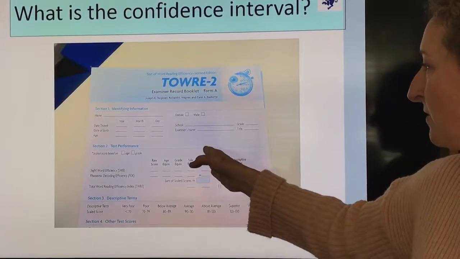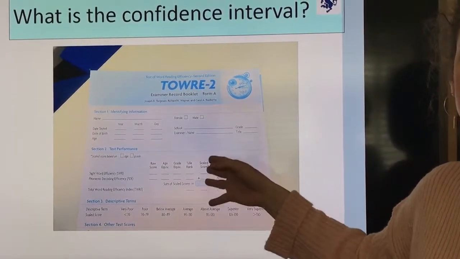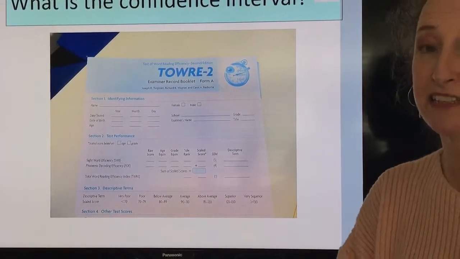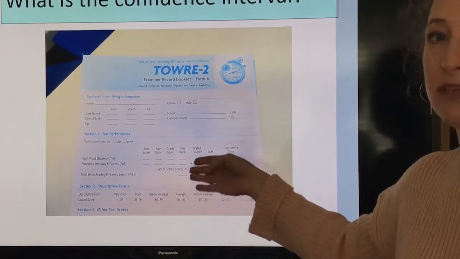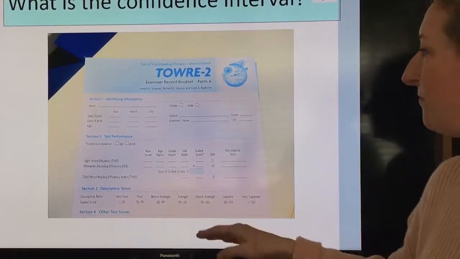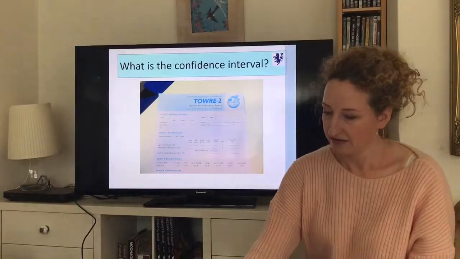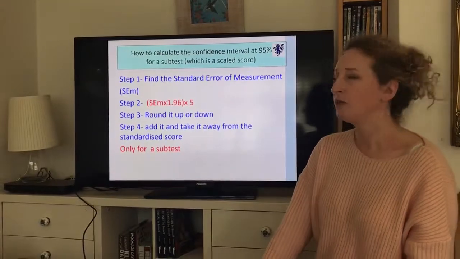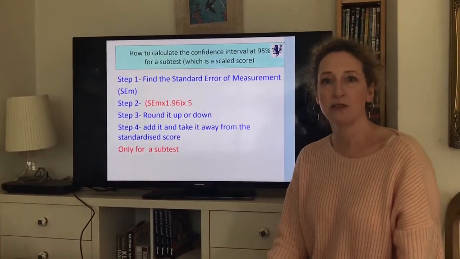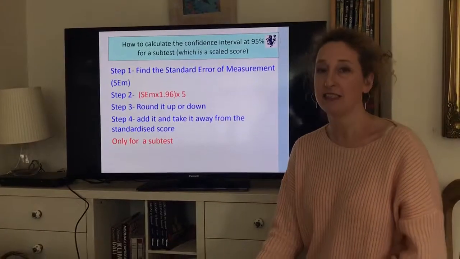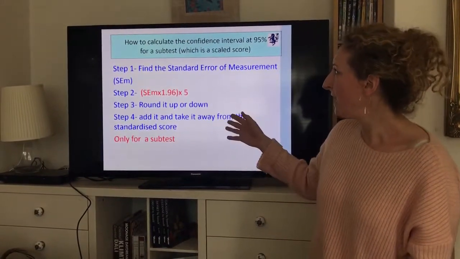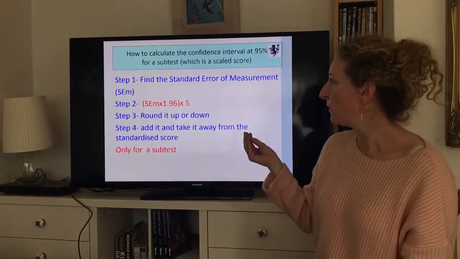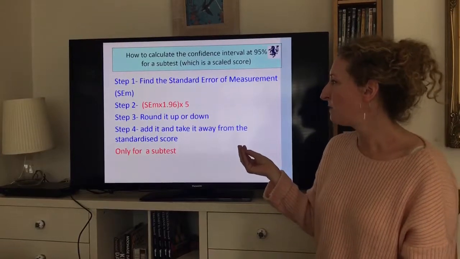You'll know it's standardised because those scores are going to be quite high, at 60s, 70s, 80s, 90s and above. If they were like 8 or 11, I know they're scaled. So if for some reason you do want to put a confidence interval on a subtest and a scaled score, we've got the same again, where we find the standard error of measurement and you times it by 1.96, and then you need to times it by 5.